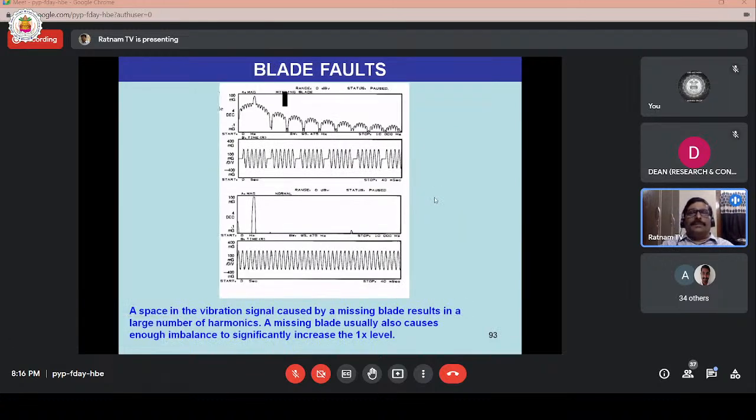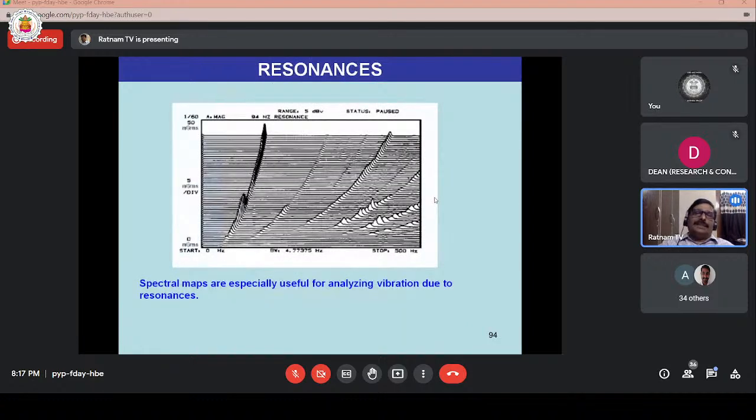These are typical blade faults. Multiple harmonics in the vibration signal caused by a missing blade result in a large number of harmonics. Because of the missing blade, there will be an unbalance. Due to unbalance, a significant 1x component will appear in the fourth graph, and the 1x amplitude increases with speed. Then typical resonance: resonance can be identified using spectral maps or waterfall diagrams.